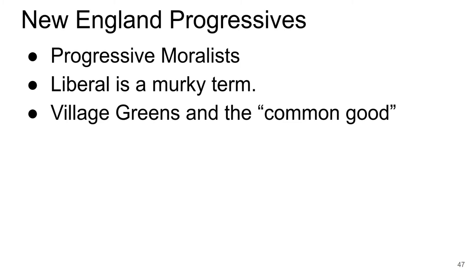New England had a history of having village greens. That is to say, common space that was available for everyone to use, like by raising cattle on it, for example. And they had the idea that the common good was something to strive for, that was an ideal. Not just my individual benefit, but the common good was important.